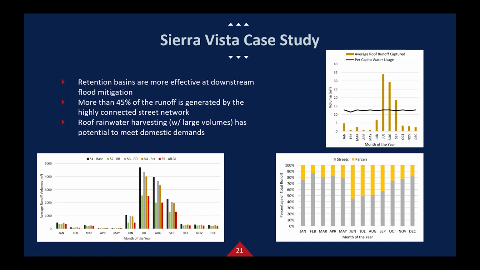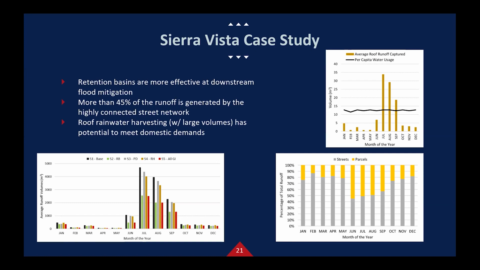So what we found was that more than 45%, and 45 is the lowest, in the month of June, of the runoff coming out of that watershed was off the street. And in some cases, it was more than 70% as well.